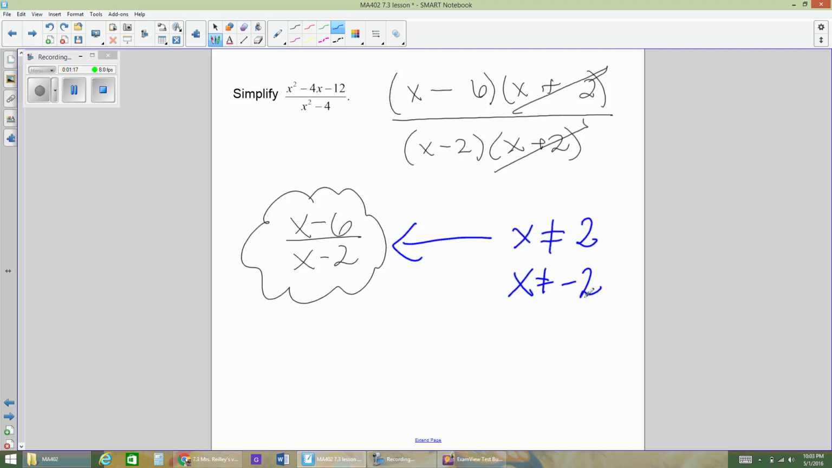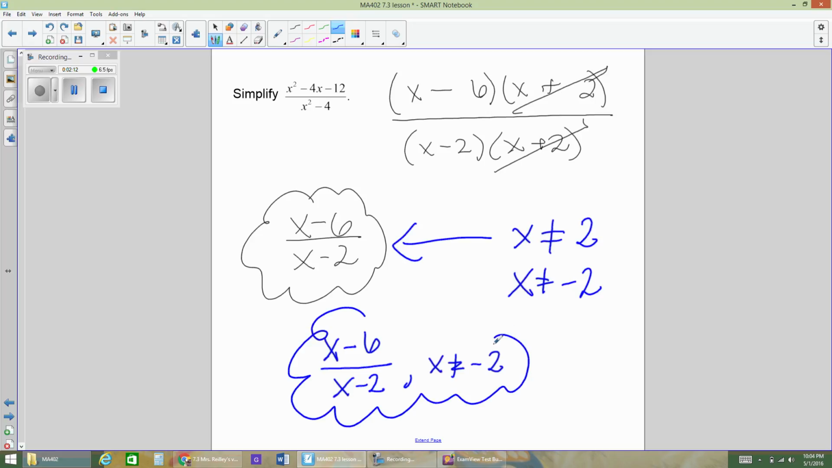Now, your textbook says that as far as excluded values are concerned, and I'm going to read to you exactly what it says. It says the original expression is undefined when x equals negative 2. To make the original and simplified expressions equivalent, restrict the domain of the simplified expression by excluding x equals negative 2. Both expressions are undefined when x equals positive 2, so it is not necessary to list it. So your textbook thinks that this final answer is x minus 6 over x minus 2, where x is not allowed to be negative 2.